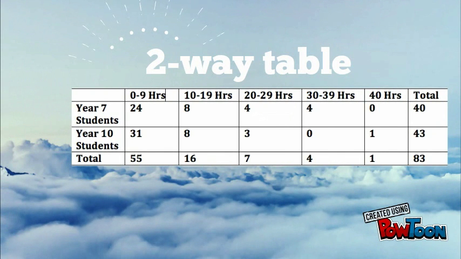The two-way table compares Year 7 students to Year 10 students and shows the number of students whose answers were used in this statistical investigation. As you can see, there are 40 Year 7 students and 43 Year 10 students.